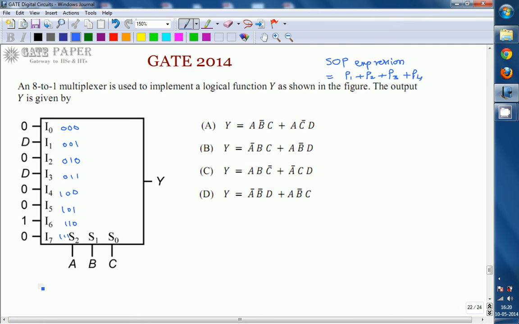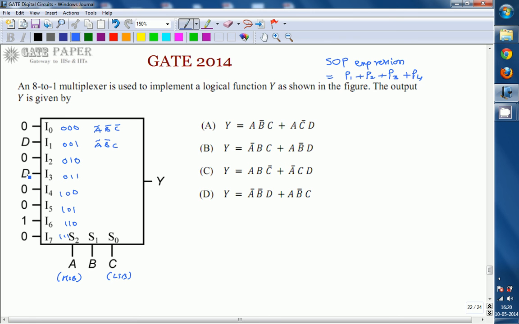Now you have to write the minterm expression for each line. A is the MSB, which is the leftmost bit, and C is the LSB, which is the rightmost bit. So the first bit is A, the second is B, and the last is C. Line 0 is A bar, B bar, C bar. Next, A bar, B bar, C. Then A bar, B, C bar.